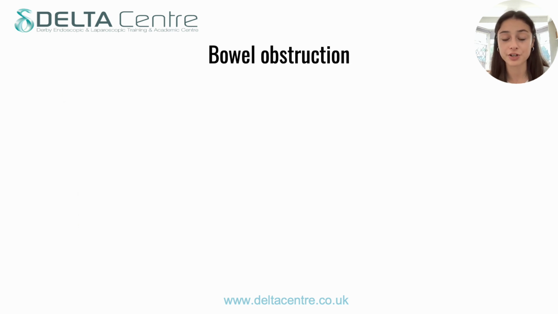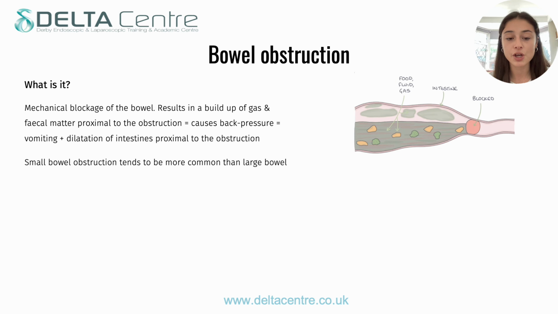Then we have bowel obstruction. So what is it? Bowel obstruction is a mechanical blockage of the bowel that will result, as you can see in the picture, in a blockage here. It will build up proximal to that blockage, and it will cause some back pressure, which means that this can go back up the GI tract and cause vomiting and dilatation of the intestines. There's both small bowel and large bowel obstruction. However, small bowel is a lot more common than large bowel obstruction.